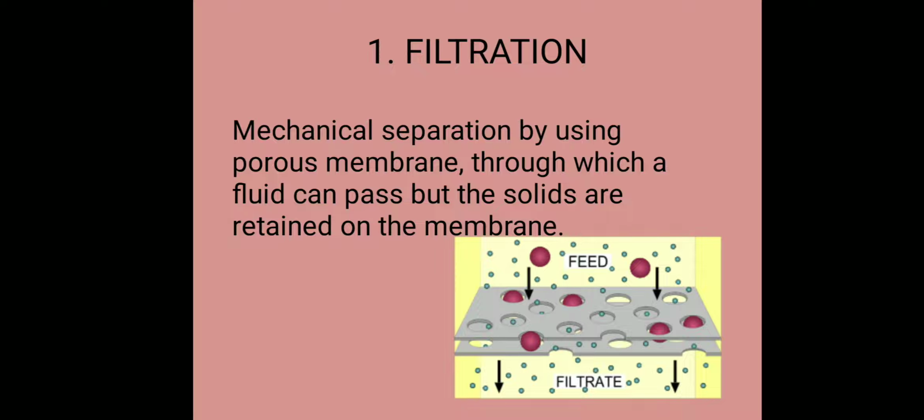We will now learn what the different types of filtration methods are. Now, you can see in this diagram, there is a membrane present. Through this porous membrane, the culture broth will be separated. So when you put a culture broth onto the porous membrane, the cells or the products will be trapped and the filtrate will be sent out.